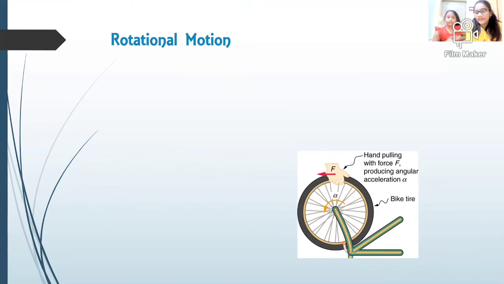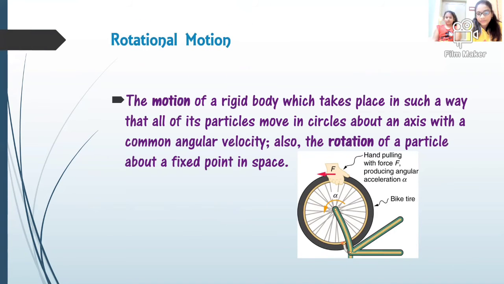Now we are going to learn about rotational motion. It's actually the motion of a rigid body which takes place in such a way that all particles move in circles about an axis with a common angular velocity. Also, the rotation of a particle about a fixed point in space. Now, if you didn't understand this, I'm going to explain it.